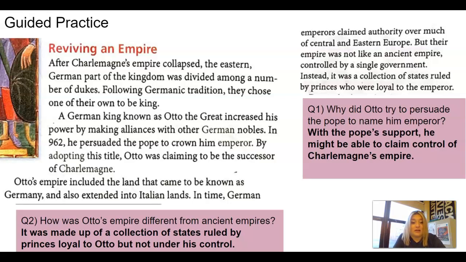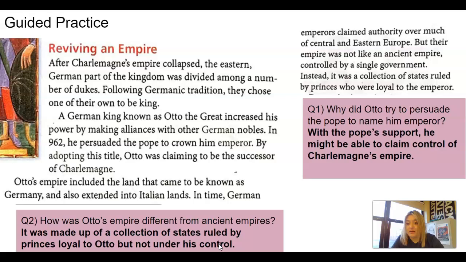Question 2, how was Otto's empire different from ancient rulers or ancient empires? If you go into the text up here in this last part, it says, but their empire was not like an ancient empire controlled by a single government. Instead, it was a collection of states ruled by princes who were loyal to the emperor. So down here, I put it was made up of a collection of states ruled by princes loyal to Otto, but not under his control.